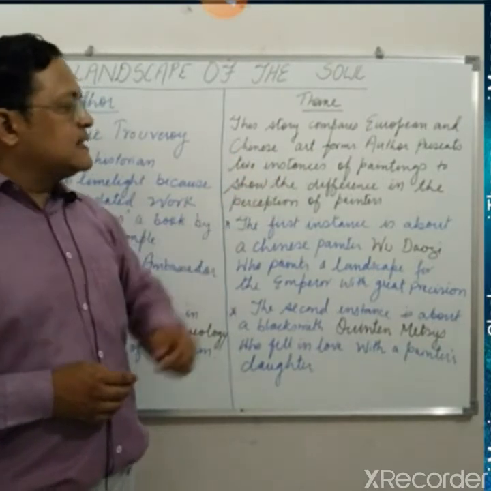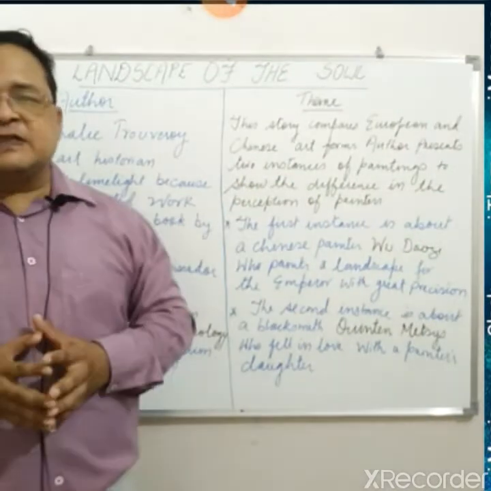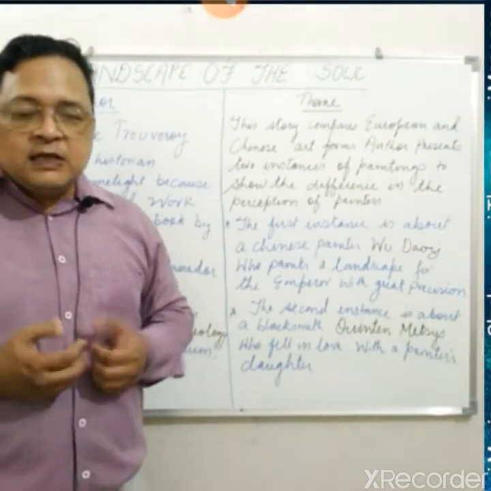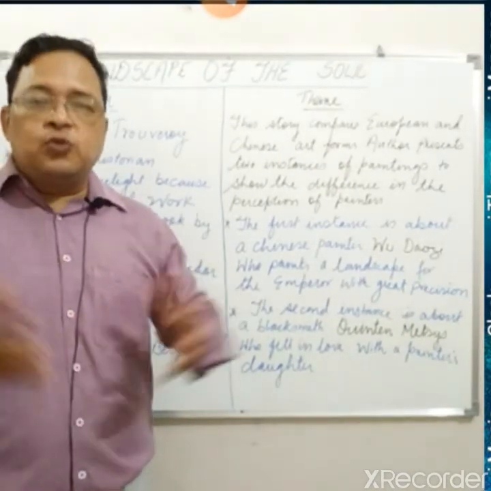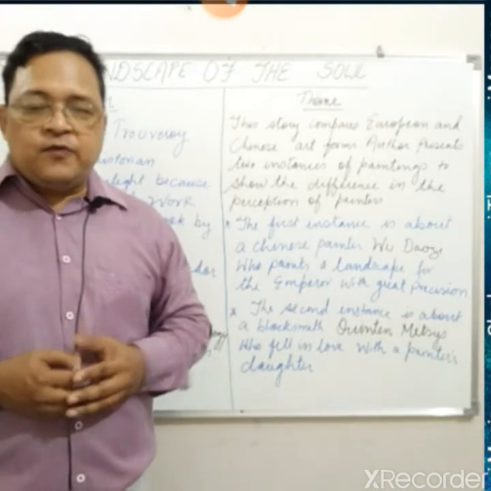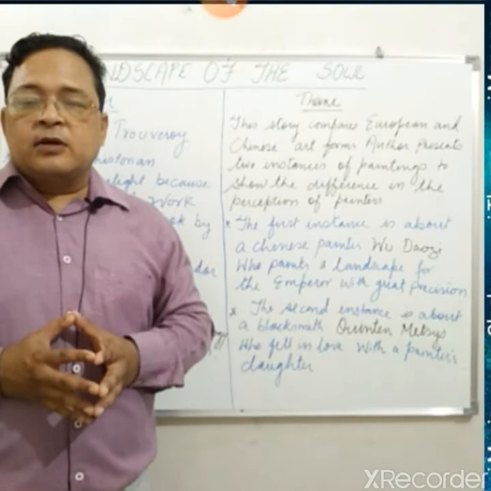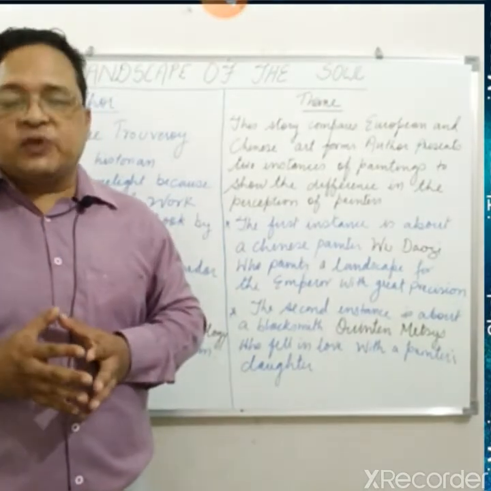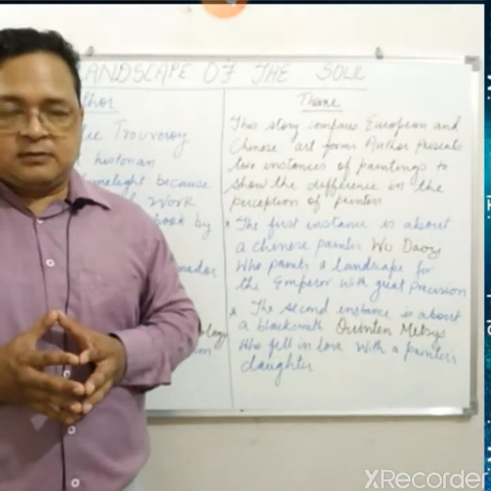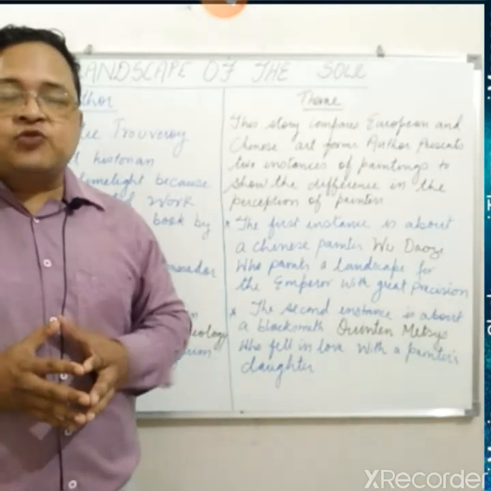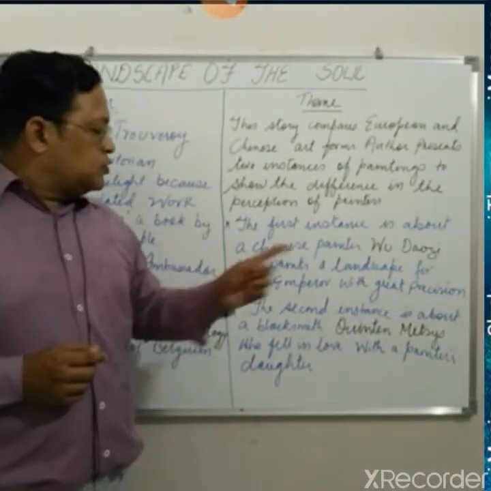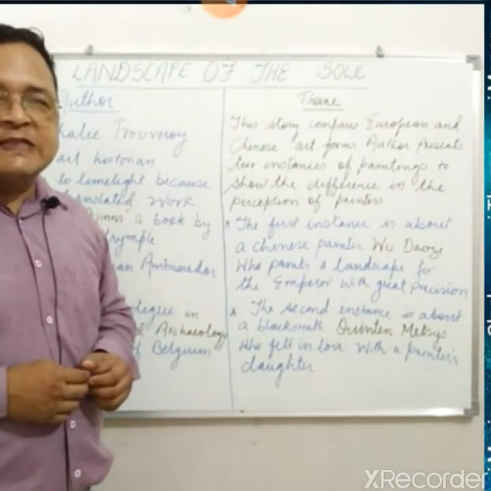The author presents two instances of paintings to show the difference in the perception of painters. Perception means how you feel. See, children, if you go through any situation, what you feel will be totally different from the experience which I will have in the same situation. So the experience of a situation depends from person to person. Maybe the experience could be tragic for you, and for me it could be comic. So two paintings have been discussed in this chapter.